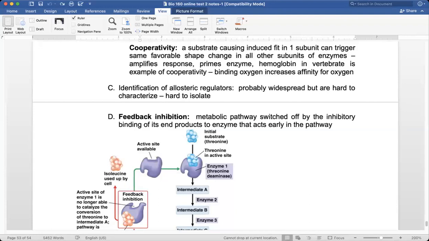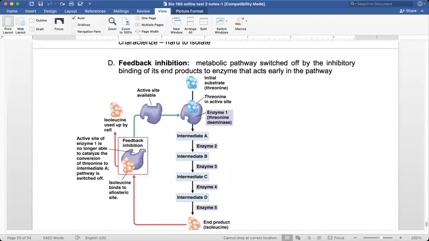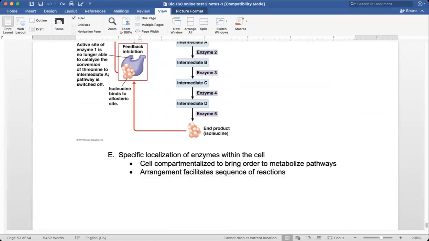So feedback inhibition is one of the ways that we can shut down enzymes. So here with this example, you've got your substrate that's going to bind to this enzyme here and it makes this product. What the product will do is if it starts to build up, it will actually inhibit the enzyme and shut it down and say, stop it, we don't need to make any more. So it's a good way for the body to be able to regulate and only make what it needs.